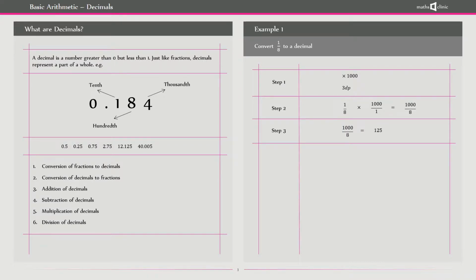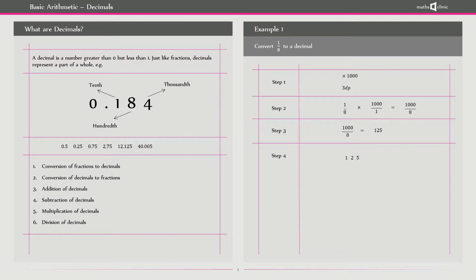Now there's something you need to do here. If you go back to step 1, remember we said 3 decimal places. What that meant is our answer in the end would have 3 decimal places. So at the moment we have 125, and we're going to express 125 as a number with 3 decimal places. We're going to introduce a decimal point, and our resulting decimal would have 3 decimal places. Now here's how we do it.